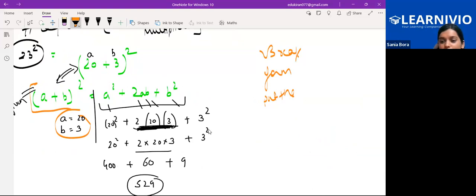Yes or no? Yes, ma'am. Anyone who has any doubt, you can still ask. Don't feel like others are saying yes, so you should also say yes. You are different and you should know your value.